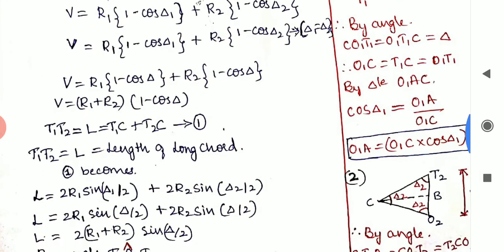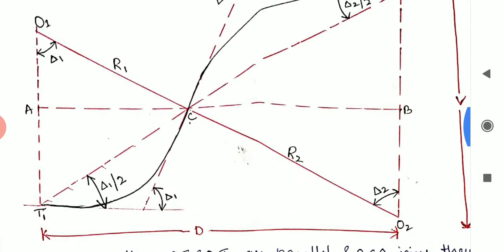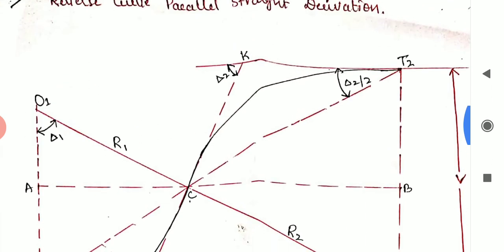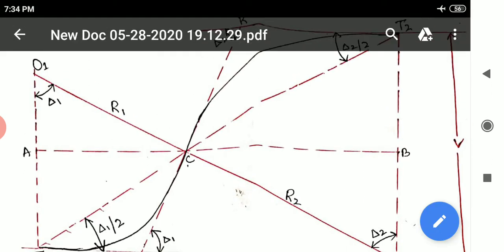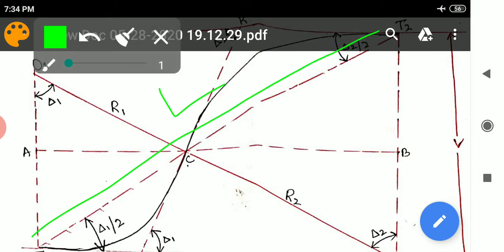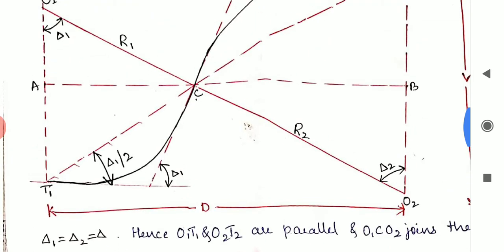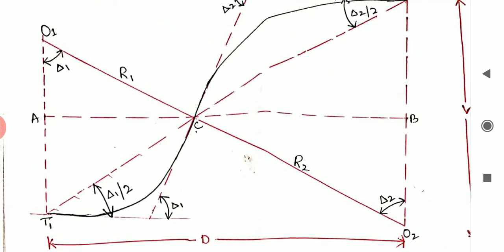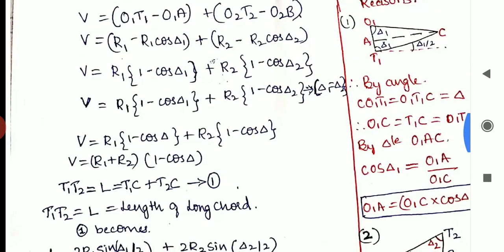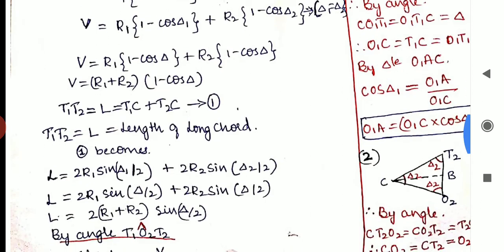Okay, then T1T2, see here, T1T2. This whole term is considered as L, that is T1T2. So L is nothing but T1C plus T2C, right? Yes. Then L equal to 2R sin delta by 2. It is the length of the long chord formula.